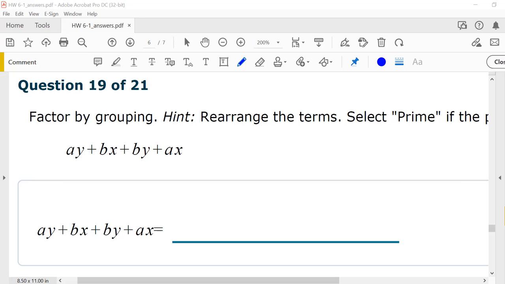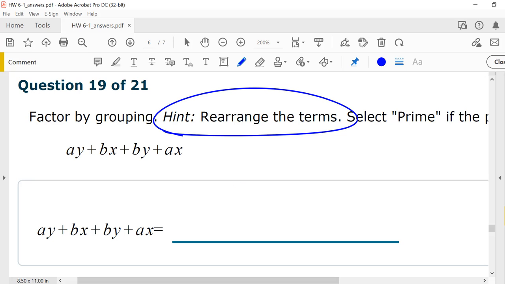Okay, number 19, factor by grouping. 1, 2, 3, 4. I have 4 terms. Put your pencil down for a minute. Do not work this with me yet. I'm going to show you. Do you see here they say hint, rearrange the terms? If you did not see that, I'm going to show you how you know you have to do that. So keep your pencils down for a second.